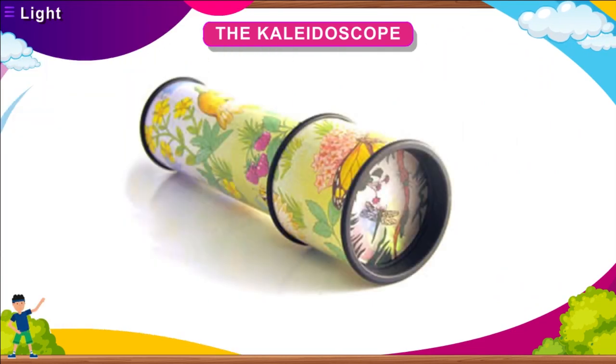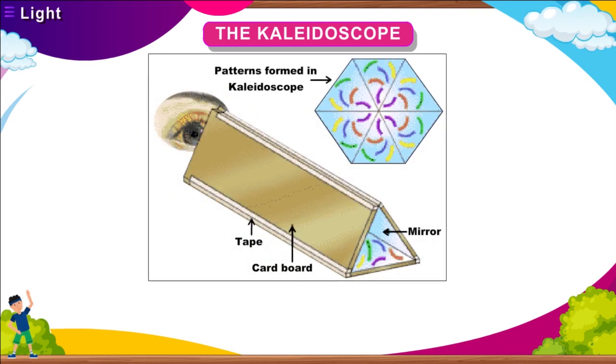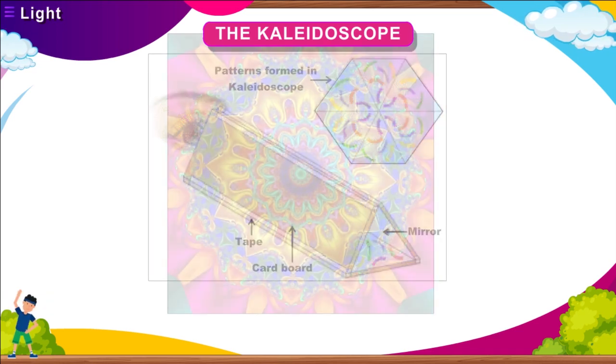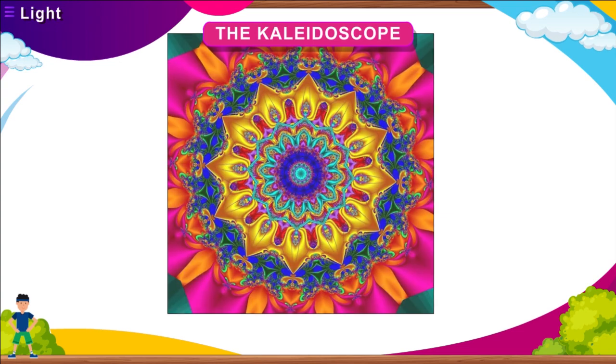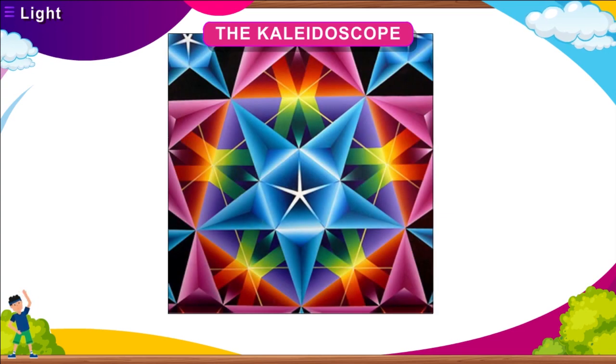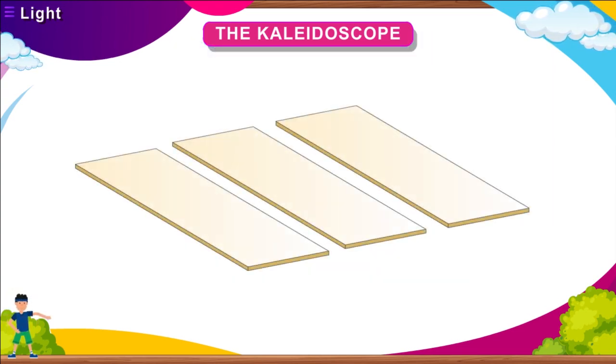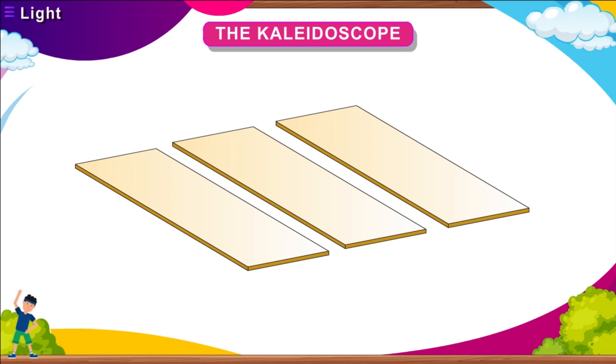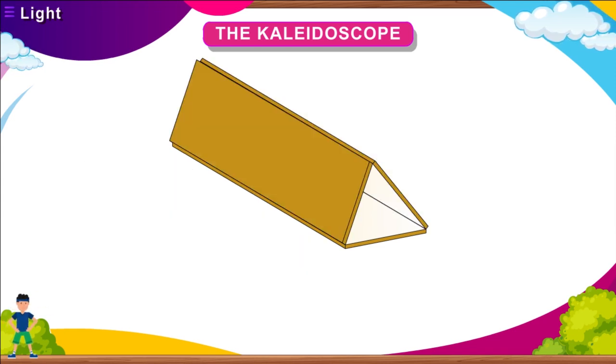Here is an activity showing how to make your own kaleidoscope. Firmly tape 3 mirror strips together so that they form an equilateral triangle with the shiny surfaces facing inwards. Take a piece of cardboard of the same length as the mirror strips. Tape it in place. Cover the 2 open ends of the cardboard with clear plastic and tape it.